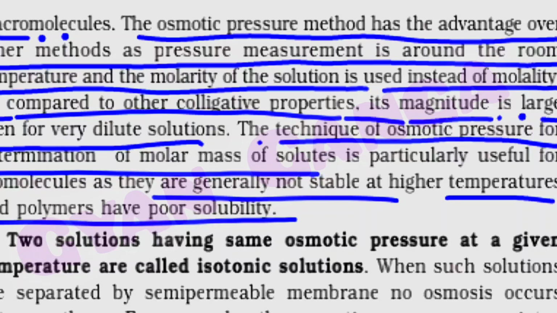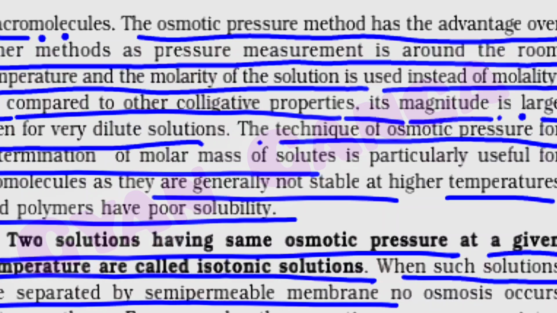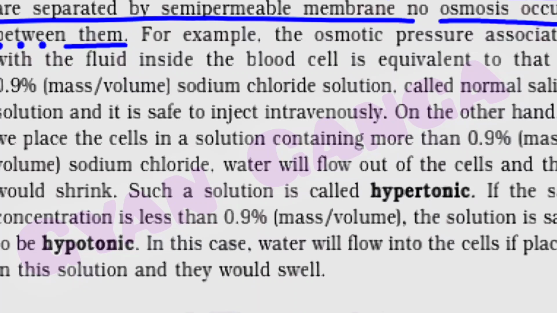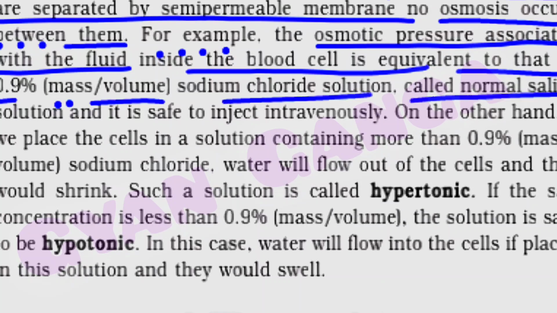Two solutions that have the same osmotic pressure at a given temperature are called isotonic solutions. When such solutions are separated by a semi-permeable membrane, no osmosis occurs between them. For example, the osmotic pressure associated with the fluid inside the blood cell is equivalent to that of 0.9% mass by volume sodium chloride solution, called normal saline solution, and it is safe to inject intravenously.